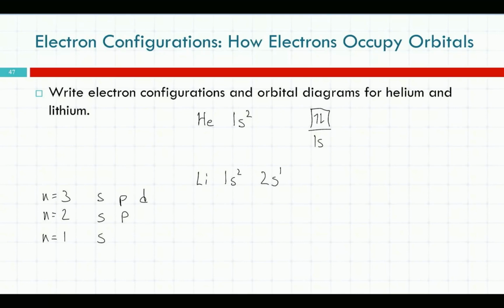So 2s1. And the 1s and the 2s both can hold 2 electrons. So my 1s orbital will get 1 up, 1 down. And it doesn't matter if this is up. When you put one in by itself, it doesn't matter if it's up or if it's down. I just default to up first and then down second.